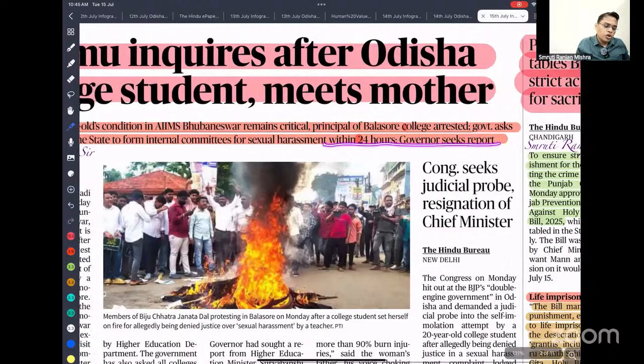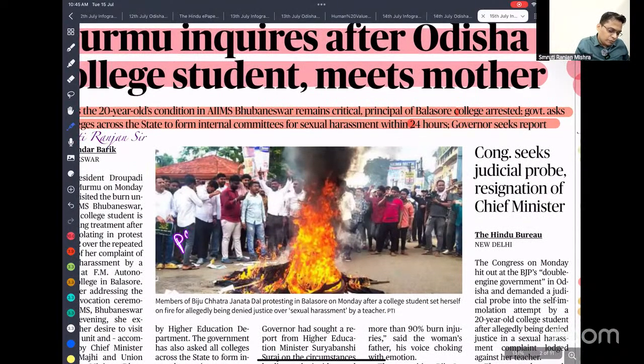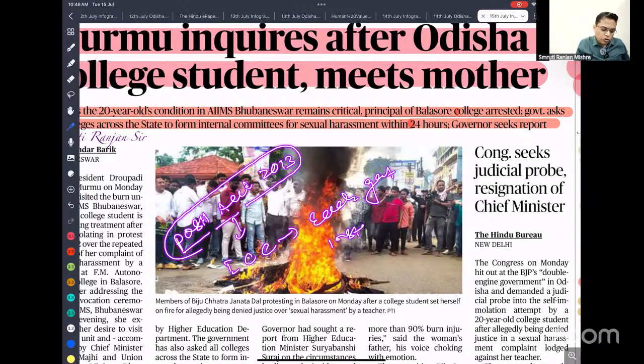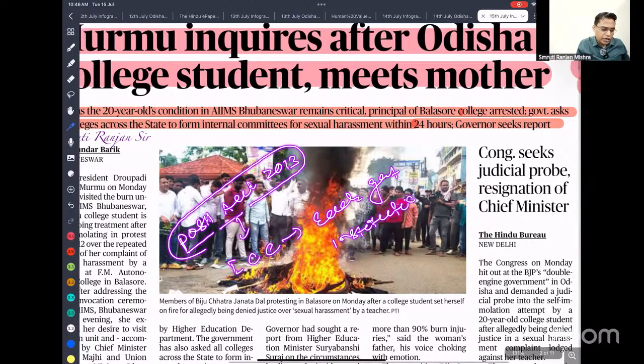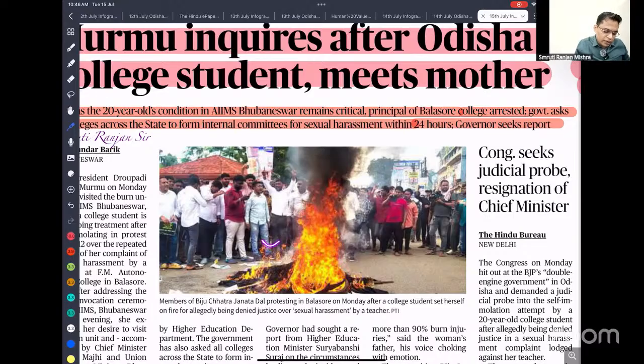Governor seeks report. So if you look into the POSH Act, the Prevention of Sexual Harassment at Workplace Act 2013, it talks about the establishment of an internal complaint committee in each government institution. So all the government institutions, what do they have to establish? They have to establish a committee under the POSH Act. So under the POSH Act, they have to form an Internal Complaint Committee.